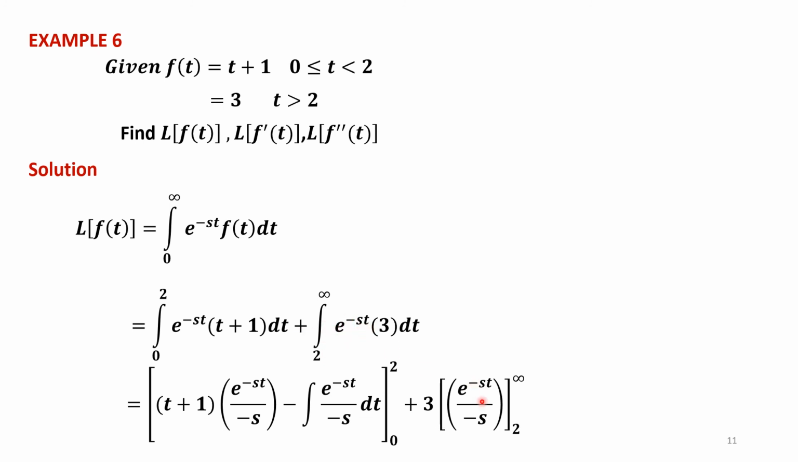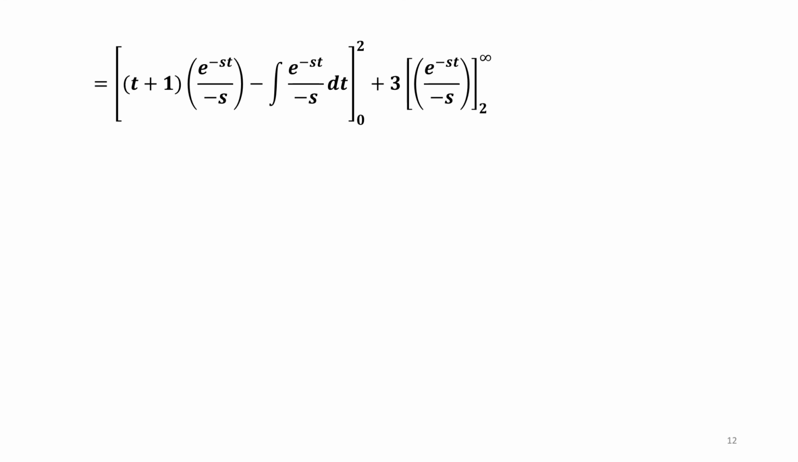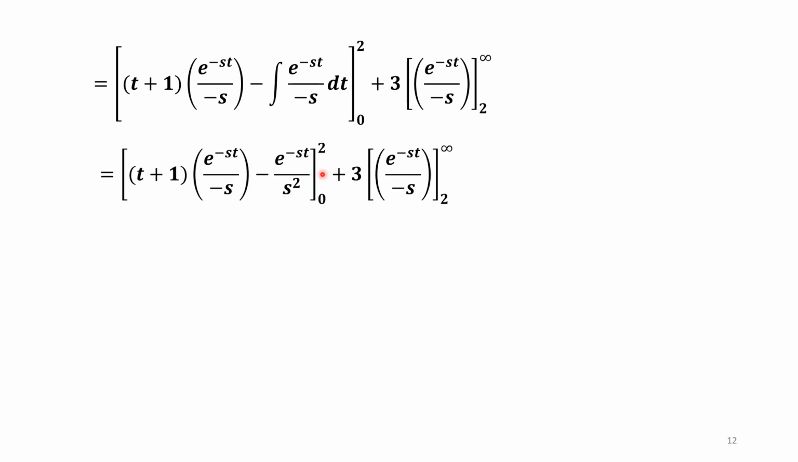Integration of e raised to minus st will become e raised to minus st upon minus s between the limits 2 and infinity. Again, this function is to be integrated before applying the limits. So e raised to minus st integration will become e raised to minus st upon one more minus s, so we will have s square here. When we integrate this, we will get e raised to minus st upon s square plus 3 into the same function.